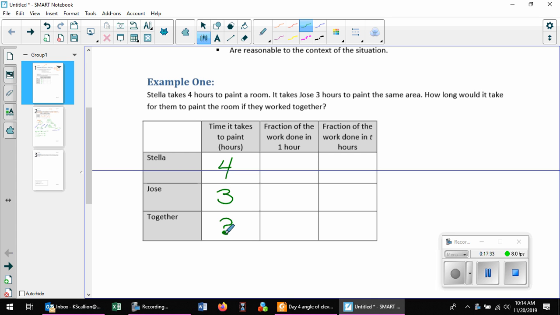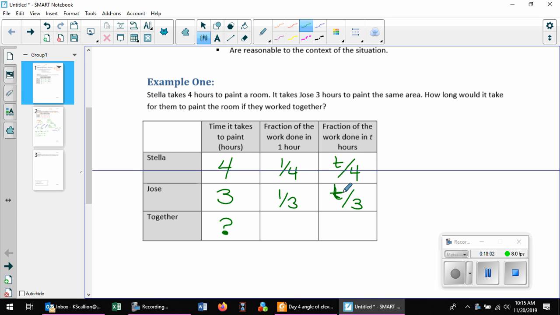Okay. So what's the fraction of the work done in 1 hour? Okay, 1/4. 1/3. That's pretty easy, right? Okay, so the work done in T hours. T over 4. Oh, that's supposed to be a T.